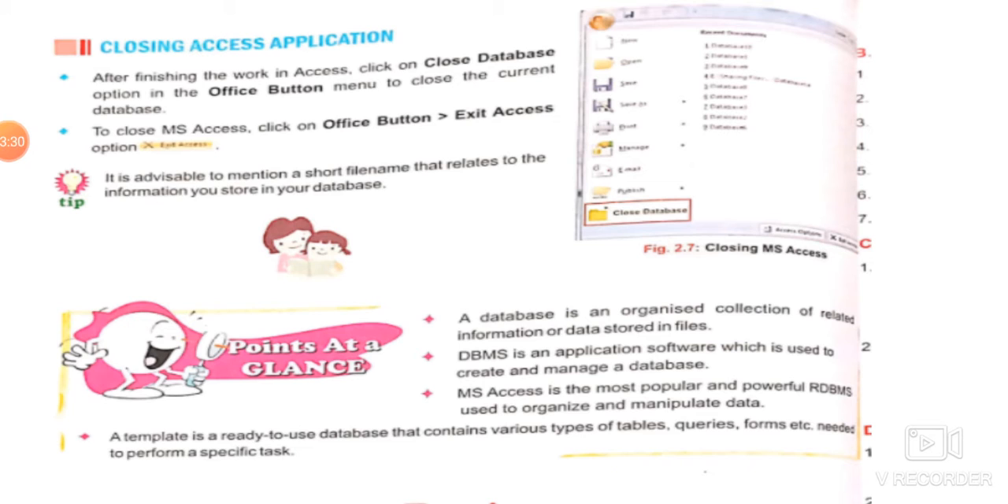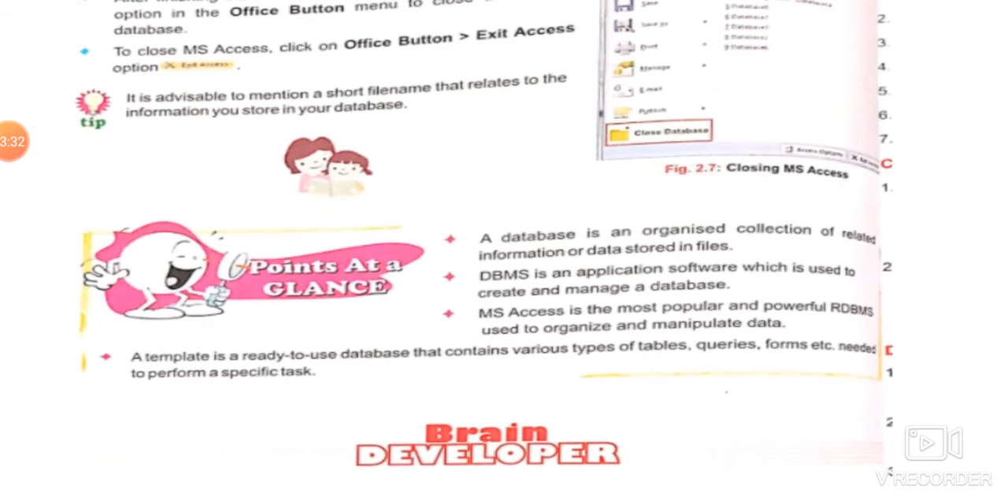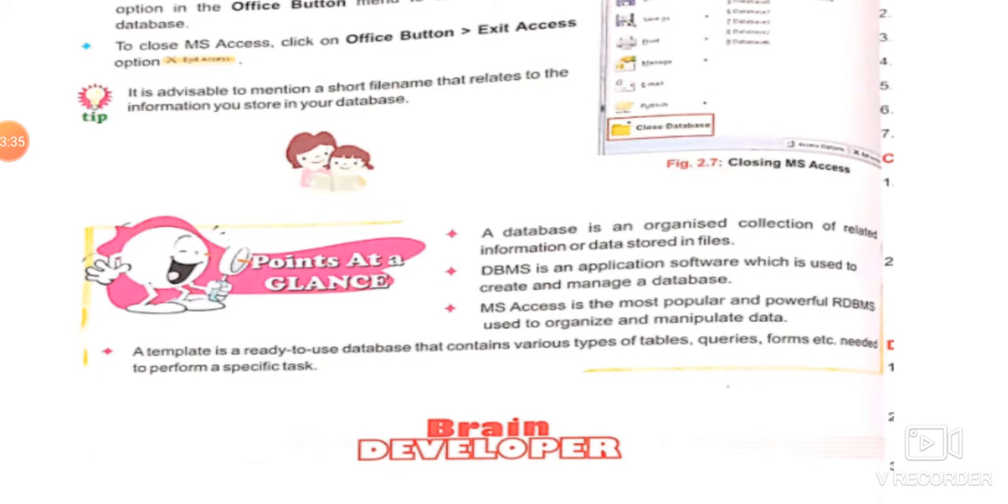Okay, now let's revise the chapter by reading the Points at a Glance part. Our chapter will be revised in short. So, what is a database? A database is an organized collection of related information or data stored in files. Will you tell me what is meant by these files here? These files are the tables that we make in our database, because we will store our data in tables.